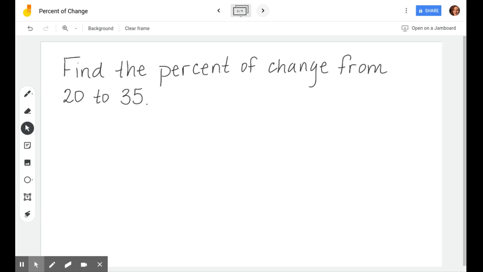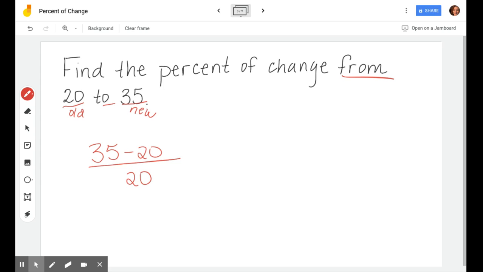Let me show you. So we want to find the percent of change from 20 to 35. So we want to identify what's the old and what's the new on these. On this one, it says from 20, so that means 20 is the old, and it's going to 35, so 35 is the new one. So step 1 is to take new minus old. So I'm going to do 35 minus 20, and then I'm going to divide that answer by the old, by the original amount, which was the 20.